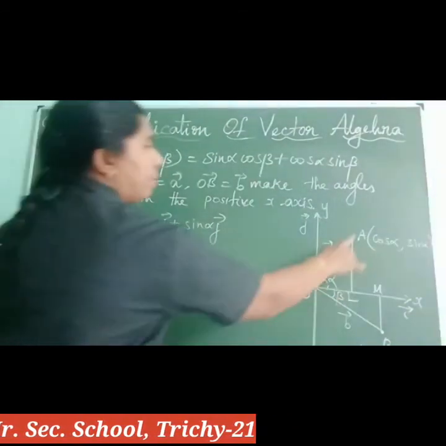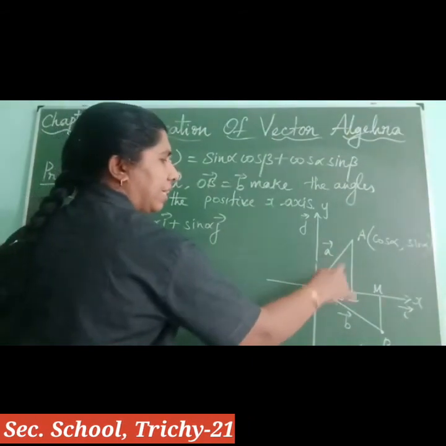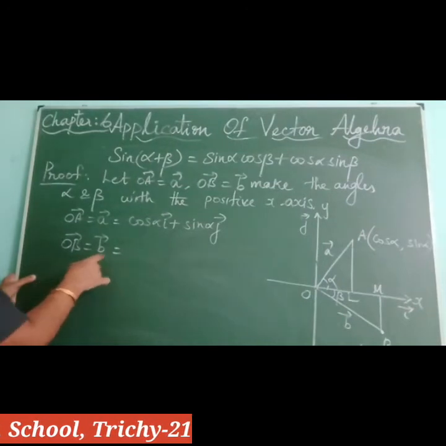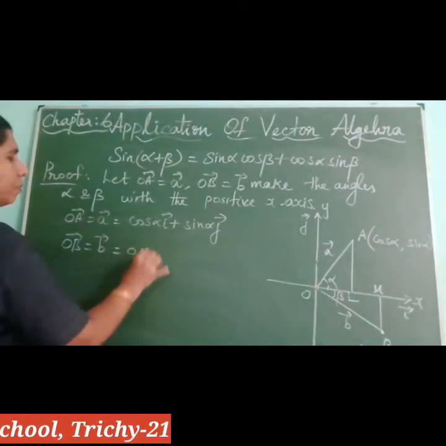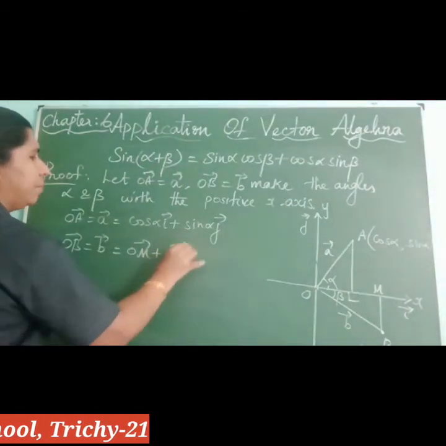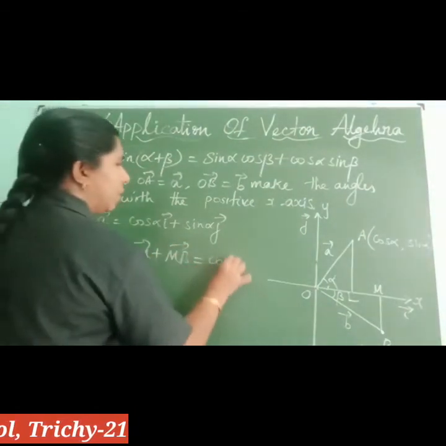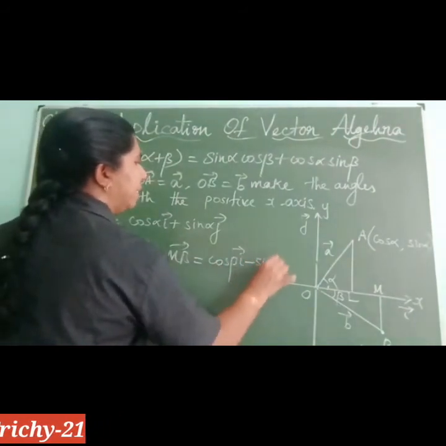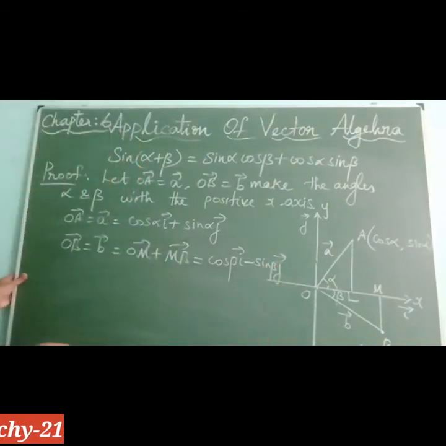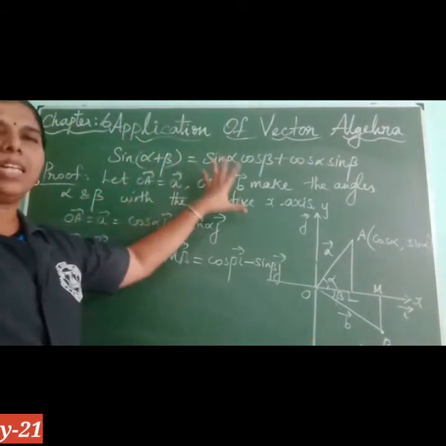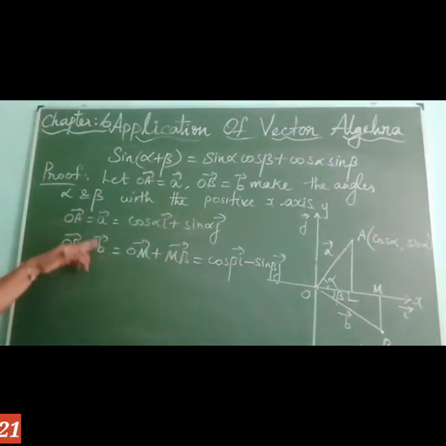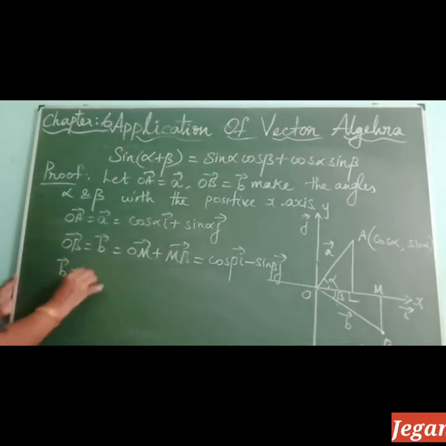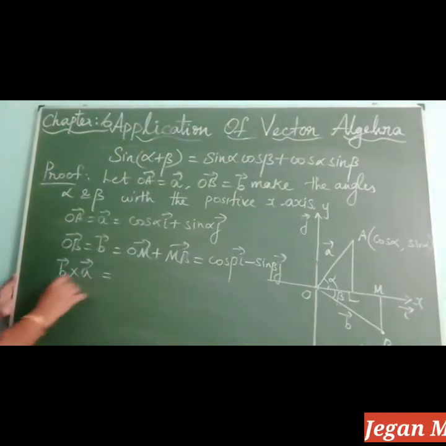By the triangle law of addition, we can write A vector is equal to OL plus LA. OB is equal to B vector, which can be written as OM plus MB, which is equal to cos beta i minus sin beta j. When we are considering the cross product, we always have to write B cross A, otherwise we will get a negative sign. So, the cross product of B and A.